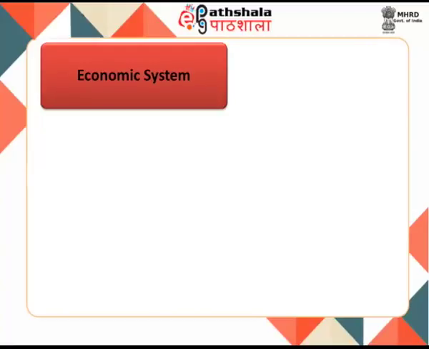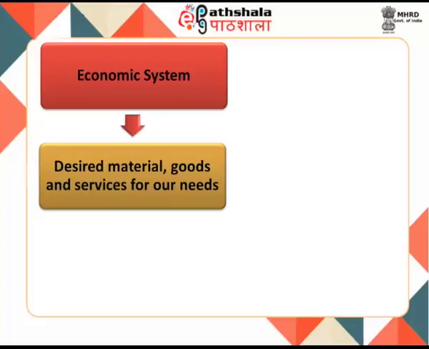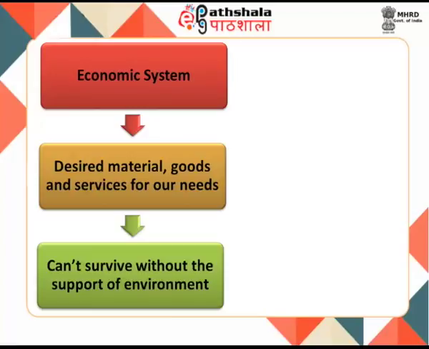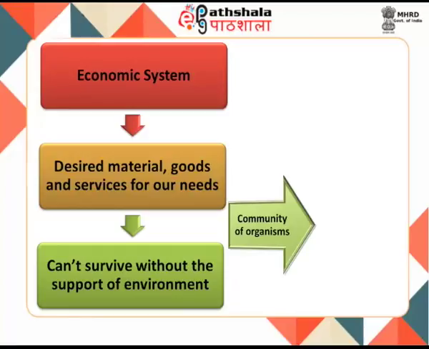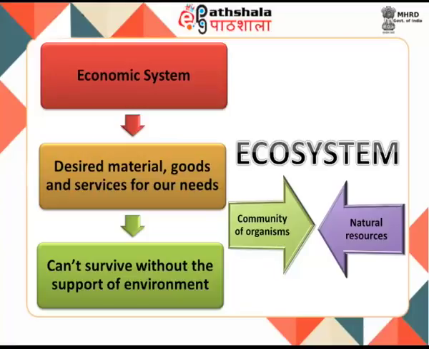Our economic system provides us the desired material goods and services for all our needs. This economic system can't survive without the support of the environment around us, which includes various communities of insects, plants, animals, and different other natural resources. The interrelationship and influence of a community of organisms and natural resources on each other is called an ecosystem.